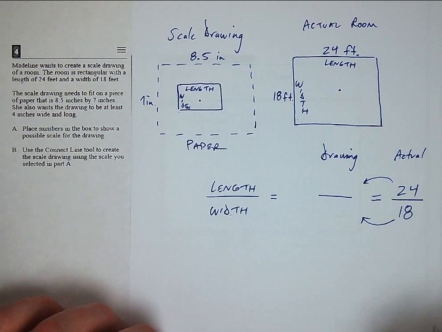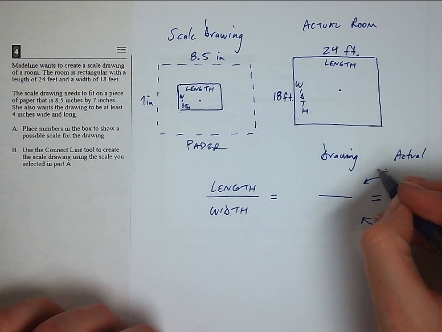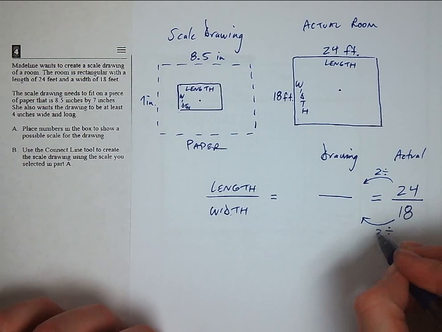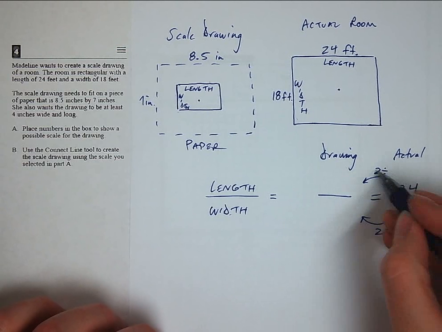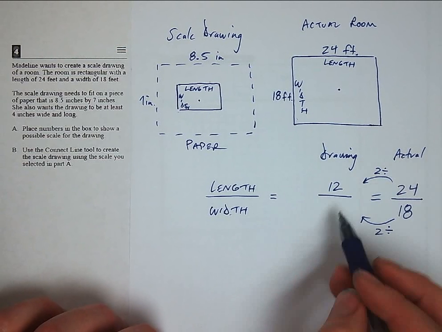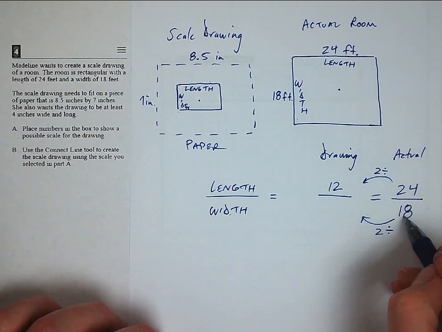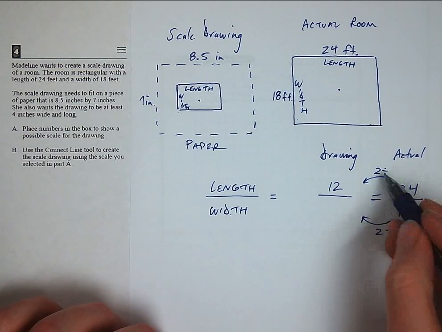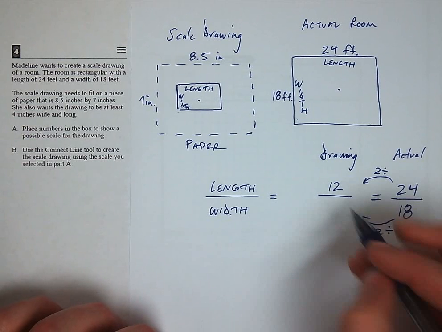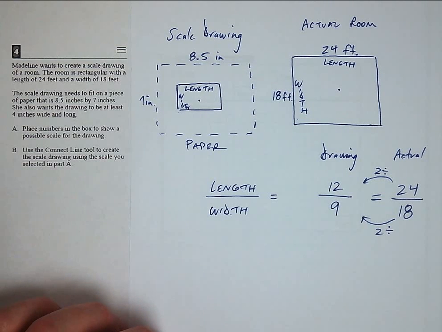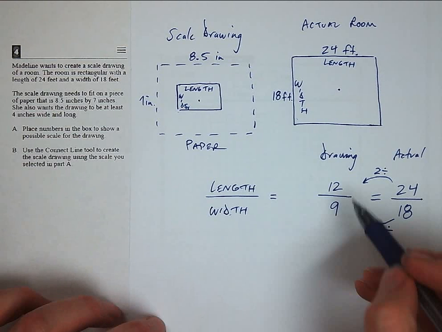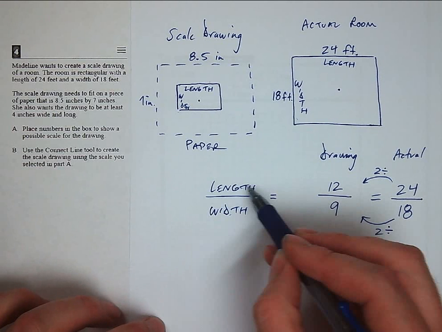You might say that we can divide the top and the bottom by 2, because these are both even numbers. 24 divided by 2 would give us 12, meaning 12 would be the length of this drawing. And you could divide by 2 and have the same scale factor on the bottom. 18 divided by 2 would be 9. And this is a true statement. Your drawing could be 12 inches long and 9 inches wide.